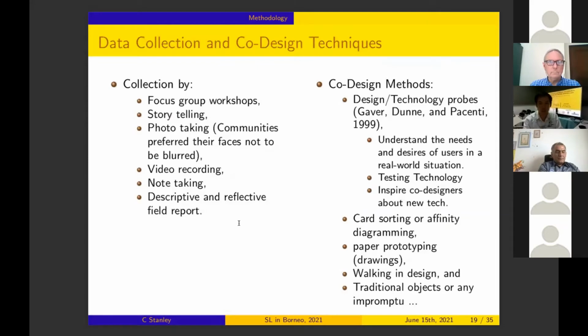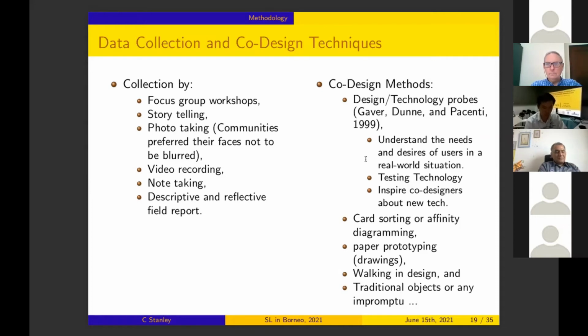Now, the data collection and co-design techniques that we undertook: obviously focus group discussions, storytelling, very important, and photo taking. But to note here is that the communities also want to be visible and part of the pictures. Sometimes when we go back and ask them again, they ask us, why do you keep on asking the same question? We already agreed that you don't need to hide our faces. We want to be equal partners in the research. And then the co-design methods, I will talk about in more detail going forward.